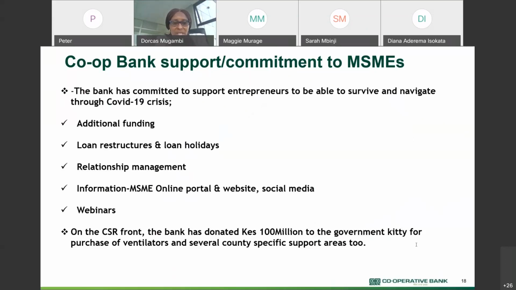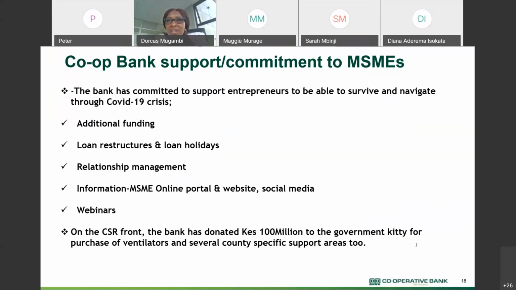Therefore, as Cooperative Bank, what is our commitment? Our commitment, and we have all been seeing it, it has been all around us. For those of us who have been our customers, we have continued to offer additional financing so that we can boost their stock levels or their business, and for them to be able to meet their obligations.